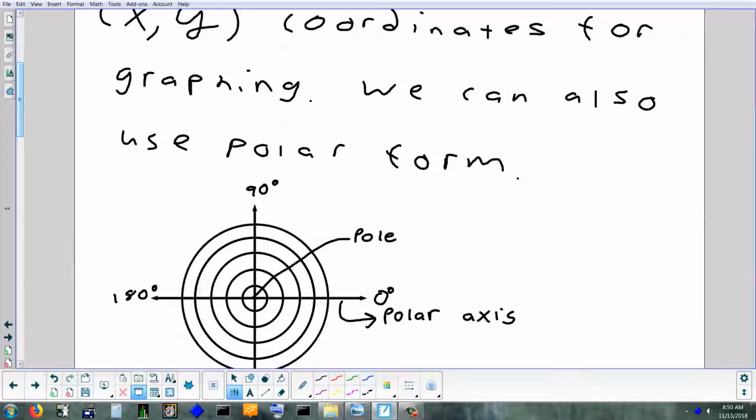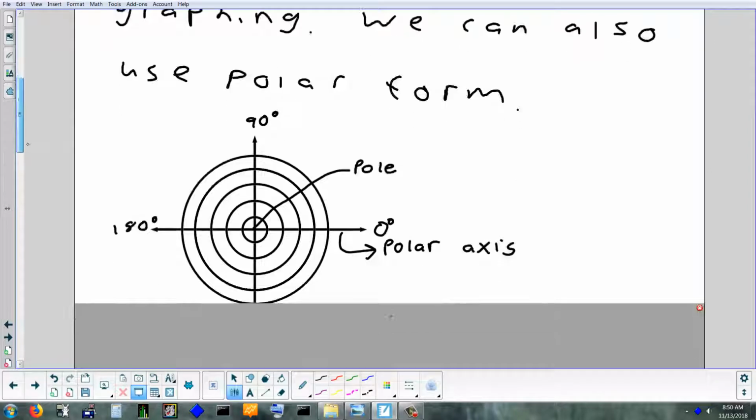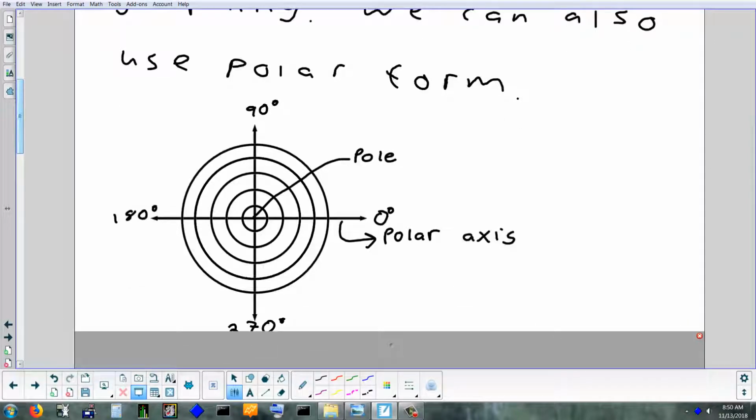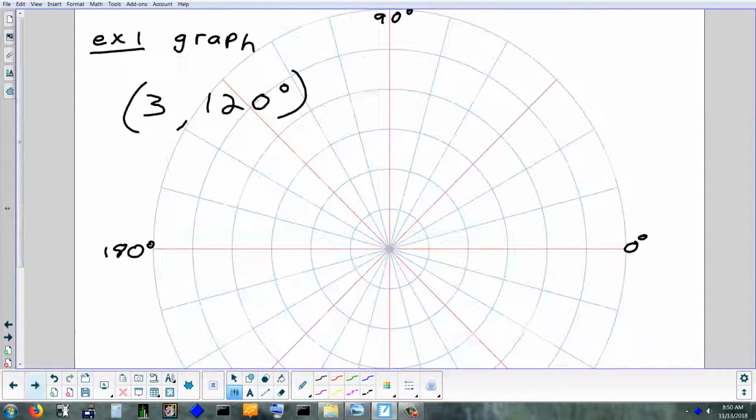So polar graph paper looks a little different. Instead of having a grid of horizontal and vertical lines, it has circles. And what we do is we move out a certain number of circles from the origin. And you can move in between, like you could move out 2.5 circles. So you can go with decimals just like you can with XY axis. I'm going to come right back to this, but I'm just going to show you there's a bigger version of polar graph paper.